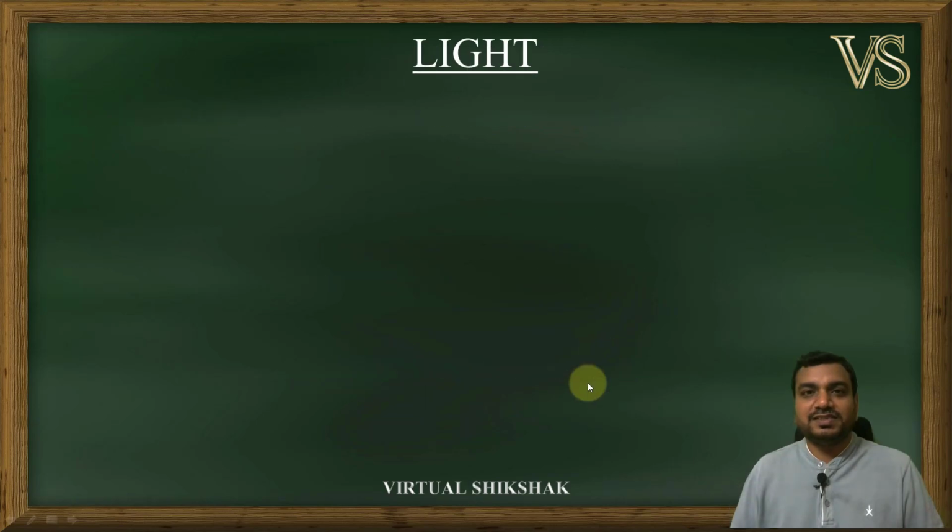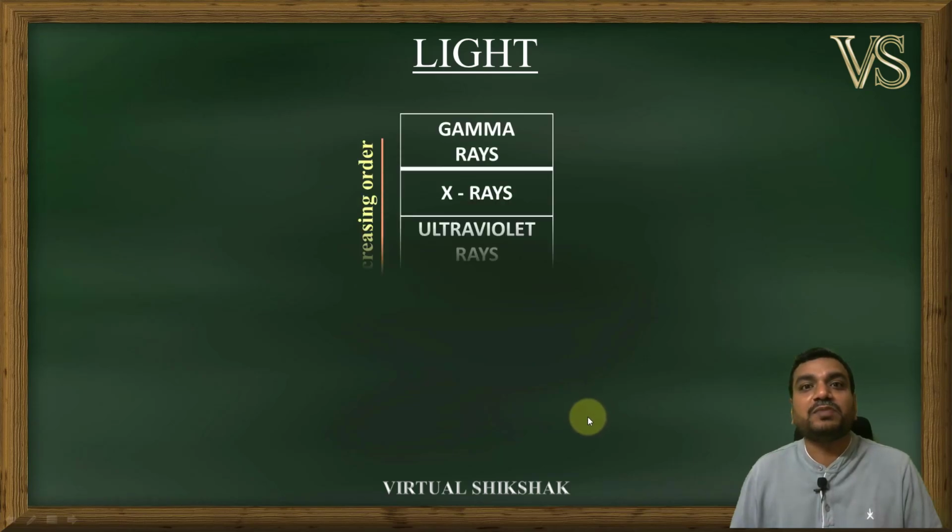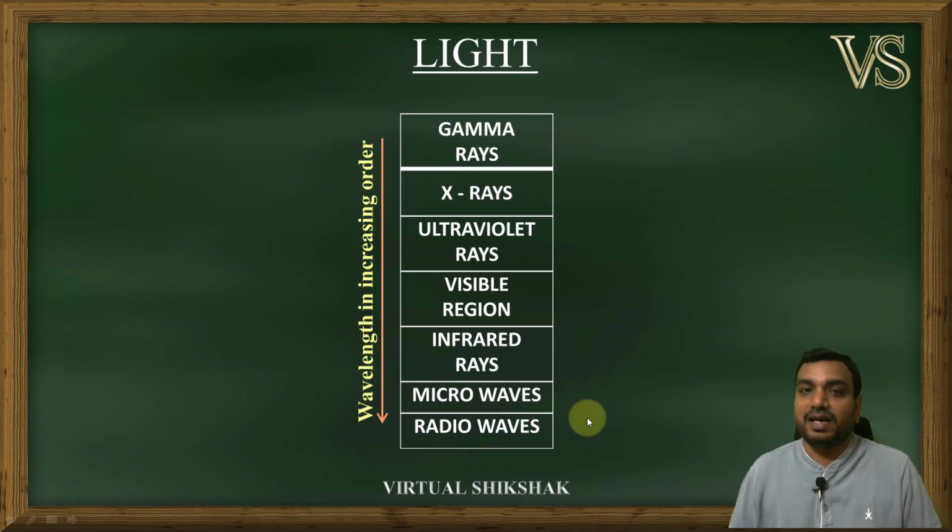Just now we have discussed that optics is a branch of physics which deals with the study of light. But what is light? Light is an electromagnetic wave which can be detected by the human eye.